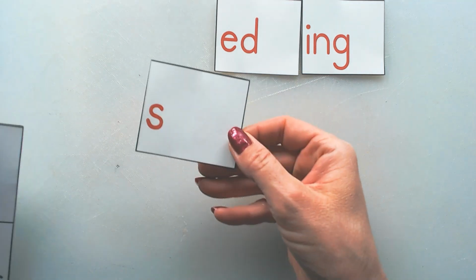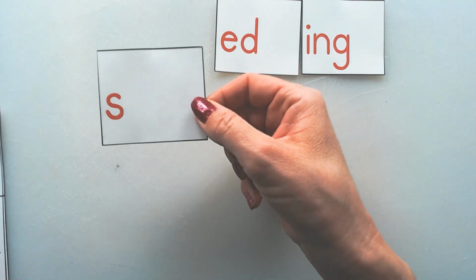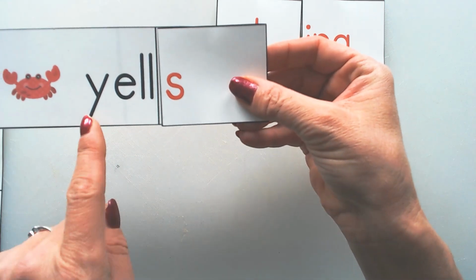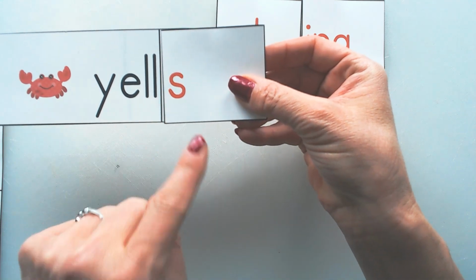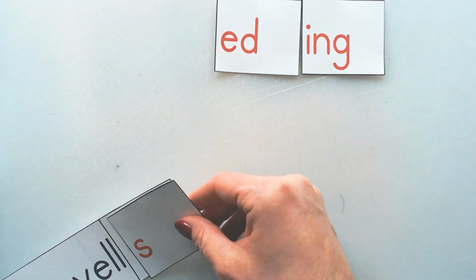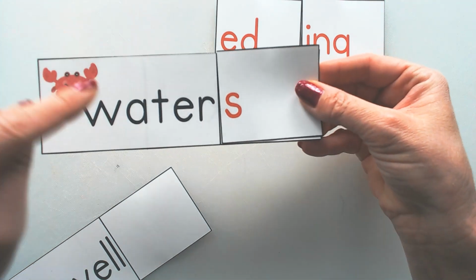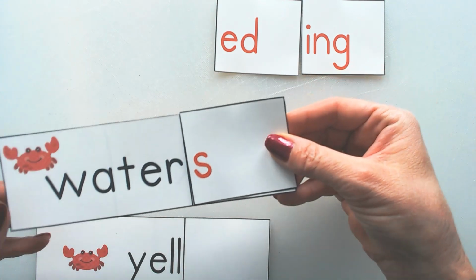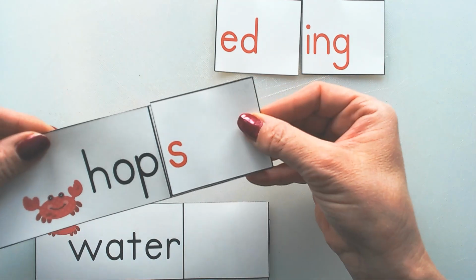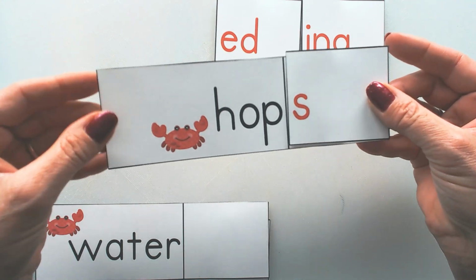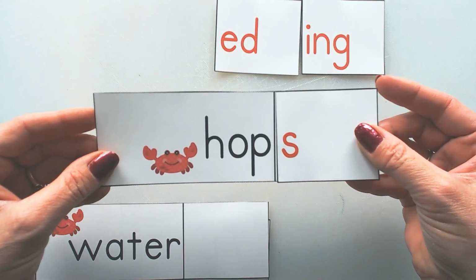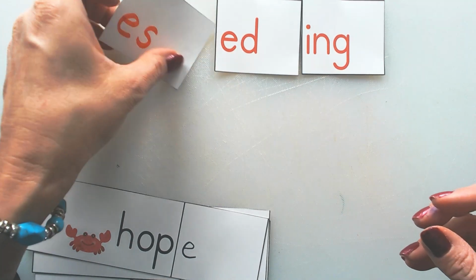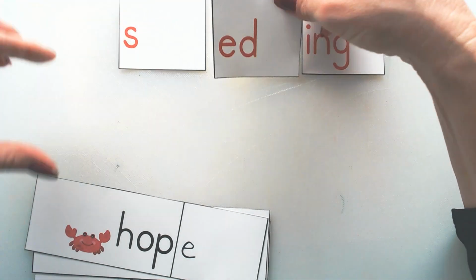Now, S can also be used to tell you that something is happening right now in the present. For example, this word says yells. The coach yells at the player to run faster. Or waters. This is happening right now. My son waters the garden. Or hops. The bunny hops to the other side of the yard. Okay, so S and ES are inflectional endings, word parts that go at the end to change the meaning a little bit.